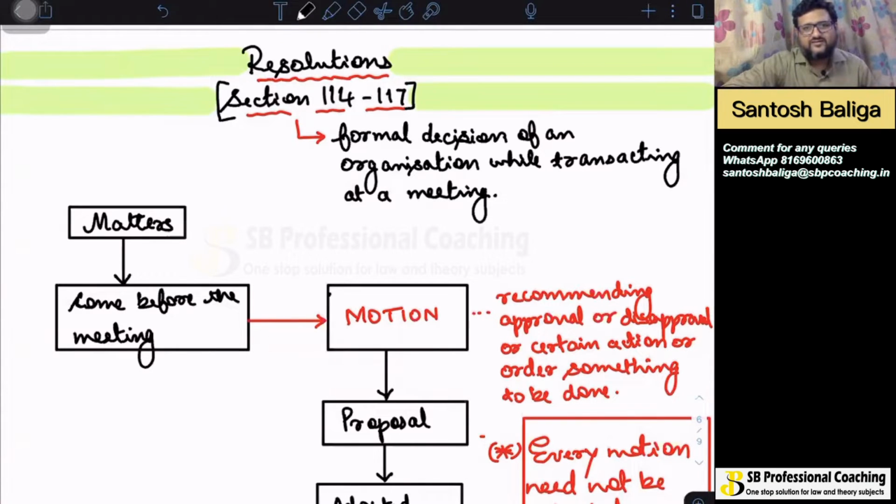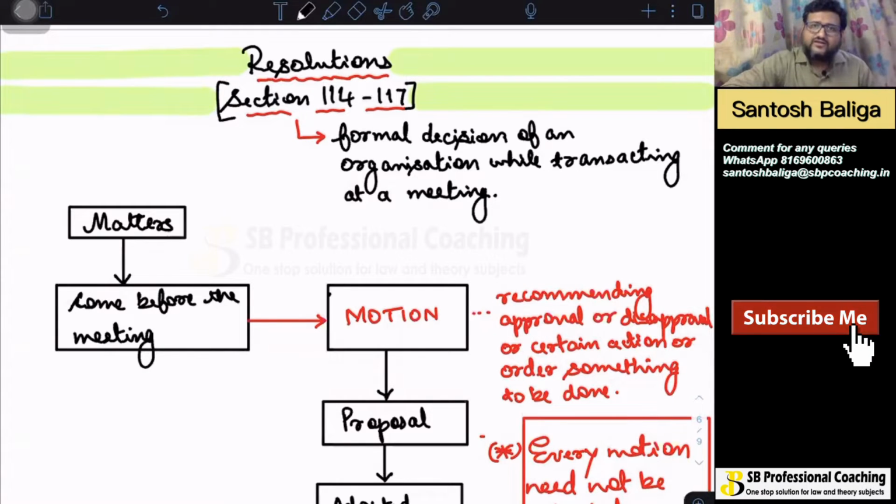Today in this lecture of company law, we will be continuing with our chapter of meetings, in which our current topic today will be resolutions. Resolutions which are passed in the general meetings. This is covered under section 114 to section 117.